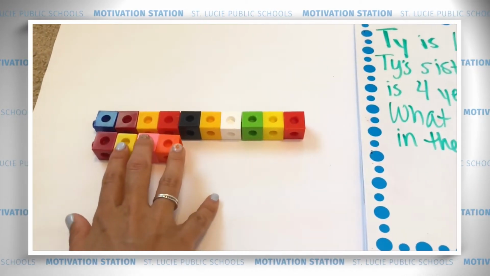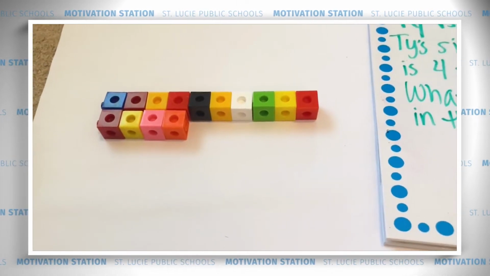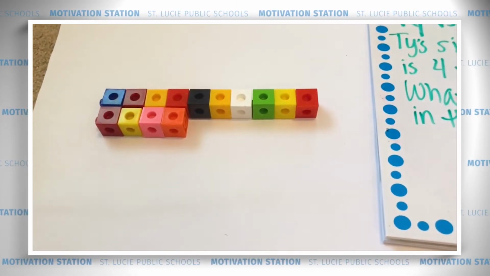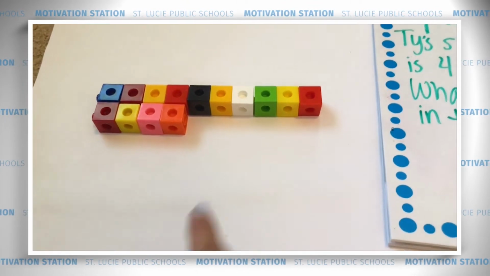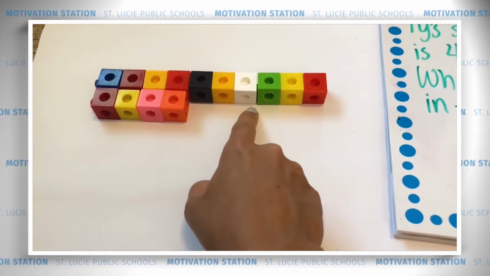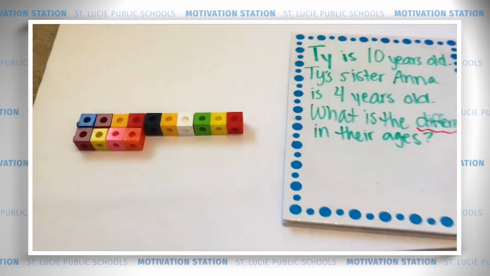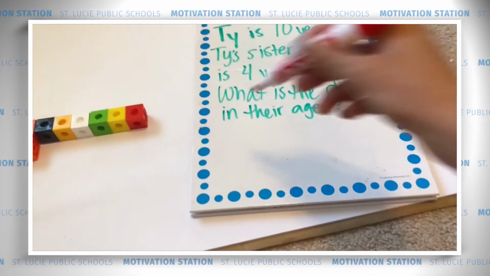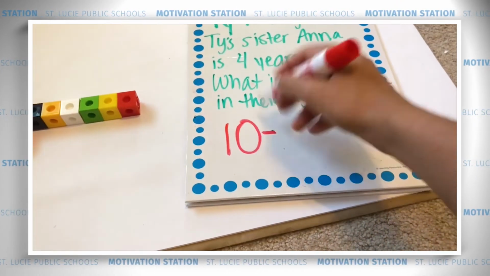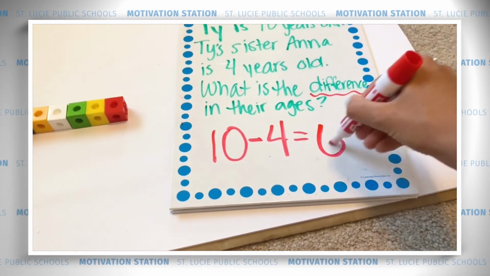So now I'm going to put the two cube trains next to each other to compare. So now we can find the difference in their ages. Now, let's look. Here is the difference between the two trains. 1, 2, 3, 4, 5, 6. Now we can write an equation for this problem. We have 10 minus 4 equals 6.